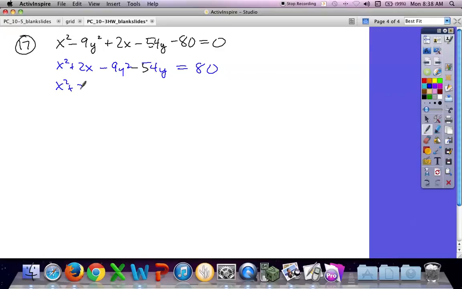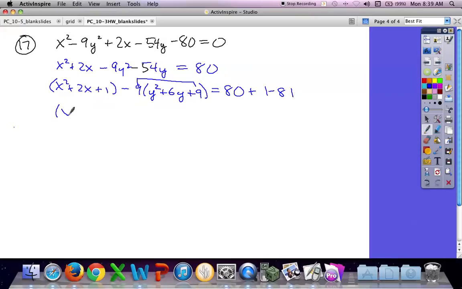X squared plus 2x, minus 9 times y squared plus 6y. Okay, what do I add to this position to complete the square? 1. And what do I add to this position? Plus 9, right? What do I add to the other side? Negative 81, right? This negative 9 times 9 means the effect of putting a plus 9 in that position was to subtract 81. So we subtract 81 over here.